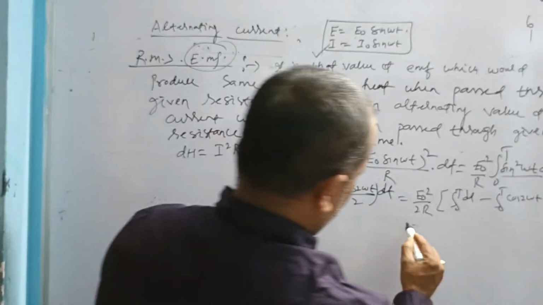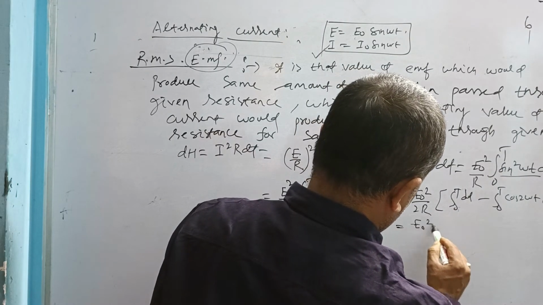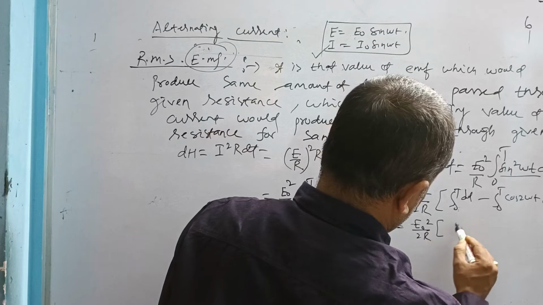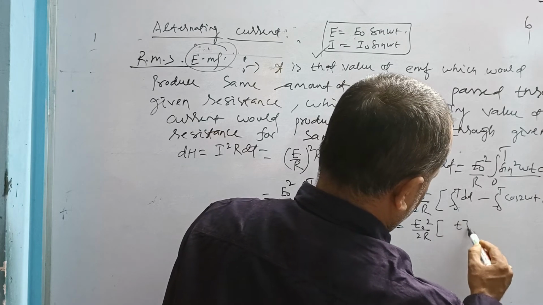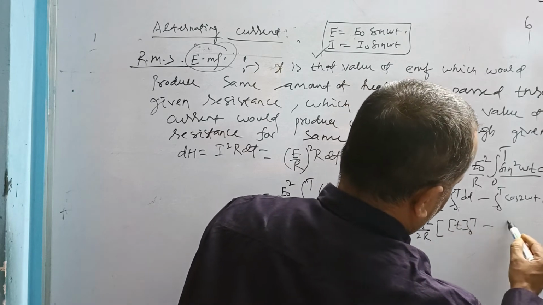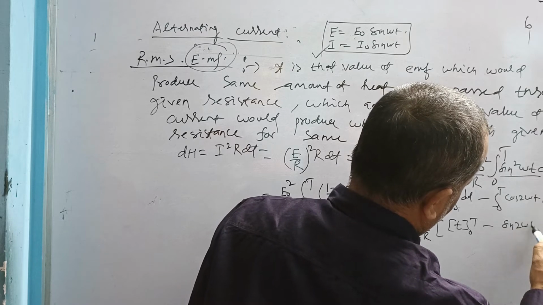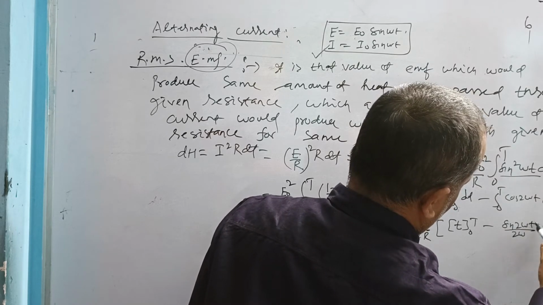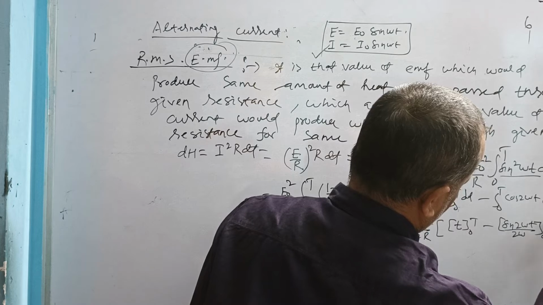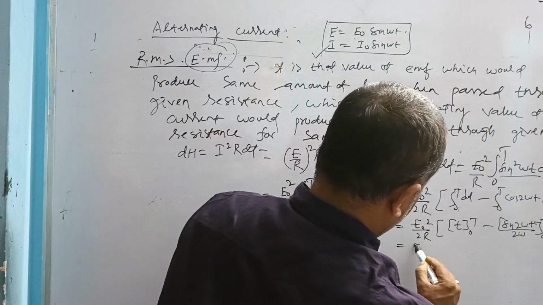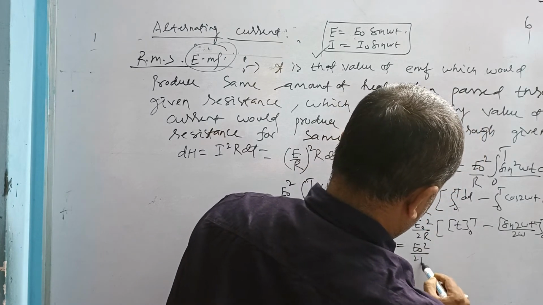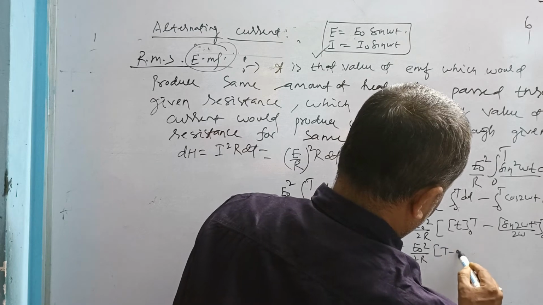See, it will result in what? This is E naught square upon 2R. Integration of delta T is T, and it goes from 0 to T. Again we have sine 2 omega T upon 2 omega, from 0 to T. See, when we calculate this out, it is coming out to be E naught square upon 2R times T minus 0.